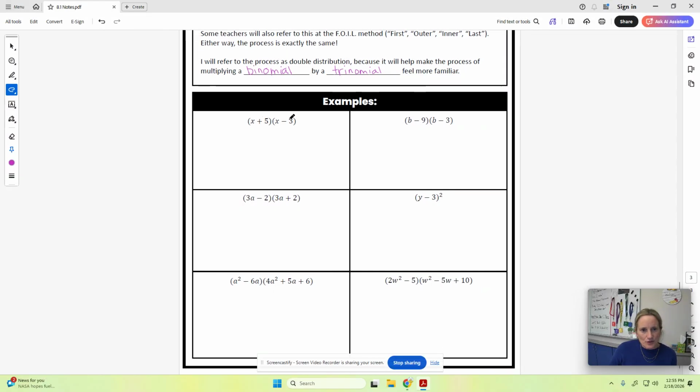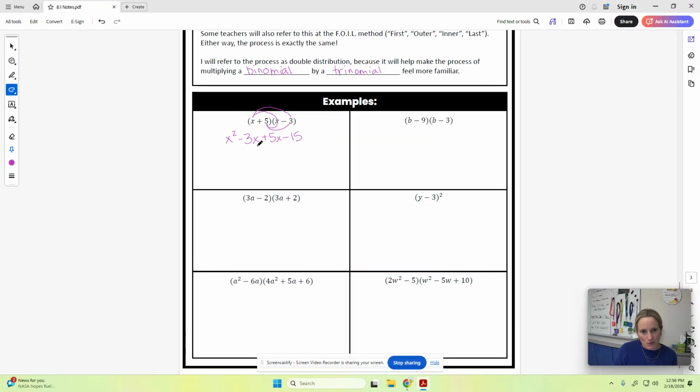So when we're double distributing, we're going to distribute the first term in the first parentheses. In other words, we're going to multiply everything in the second parentheses by x. So we're going to do x times x, which is x squared. And then we're going to do x times negative 3, which is negative 3x. That was our first distribution, but it's double distribution, so now we have to distribute the second term. So 5 times x is 5x, and 5 times negative 3 is negative 15. So when you're multiplying a binomial times a binomial, after that first step, you should have 4 separate terms.